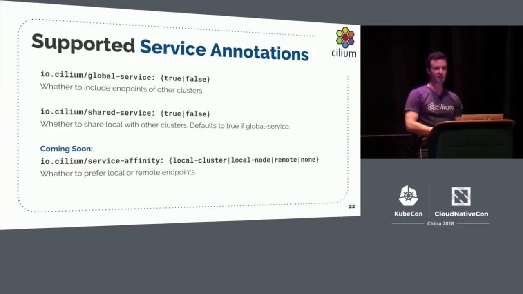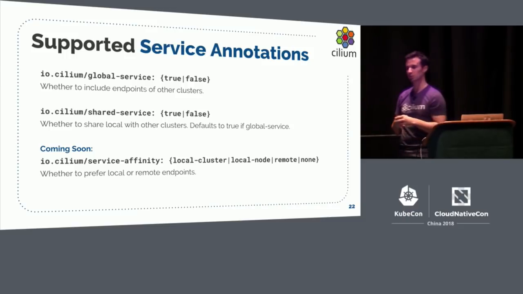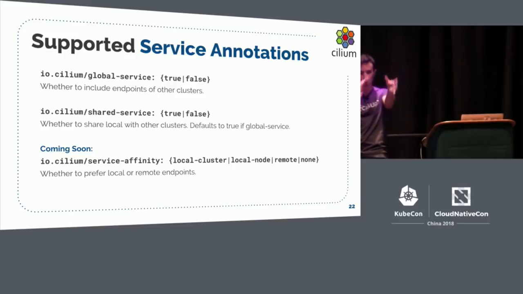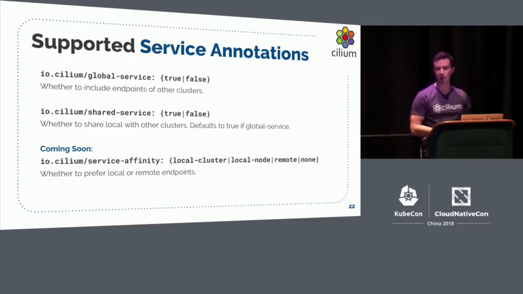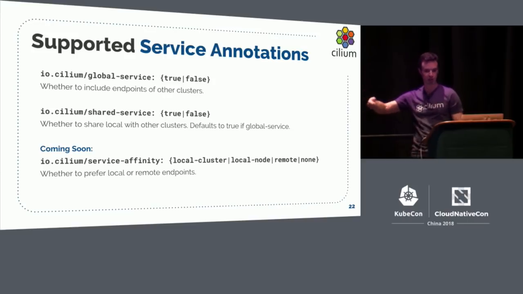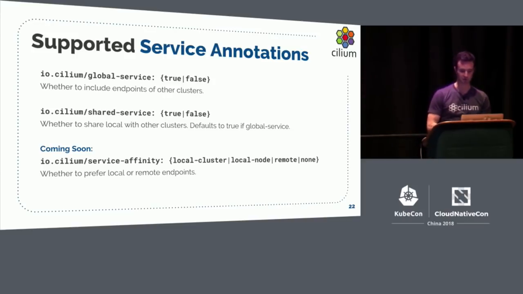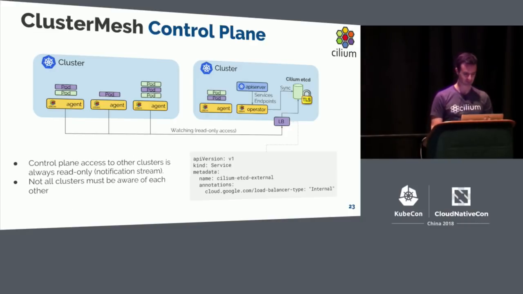Coming soon will be service affinity. So you want to be able to define a policy that says, go to the local cluster first, and if there's no healthy backend, then go to the remote cluster. You want to do local node, right? Always prefer a backend on the local node, then go to a local cluster, then go to the remote node, and so on. Not implemented yet, but coming soon. If you want more, talk to us on Slack.